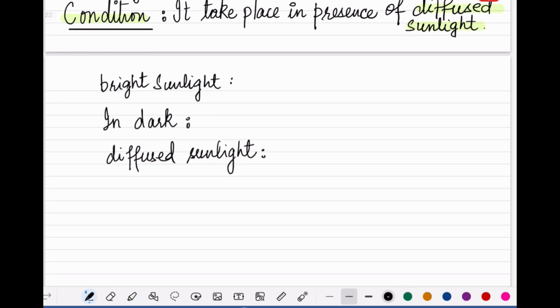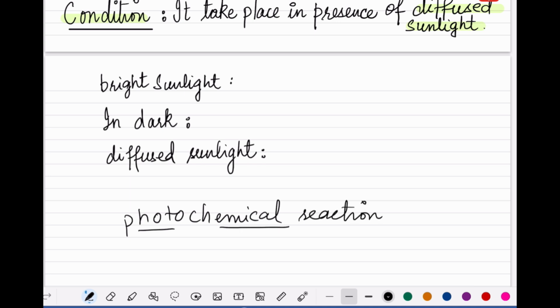This means that substitution reactions are photochemical reactions. What are photochemical reactions? Reactions that take place in the presence of light are known as photochemical reactions. In bright sunlight, the reaction is highly explosive, whereas in dark there is no reaction.